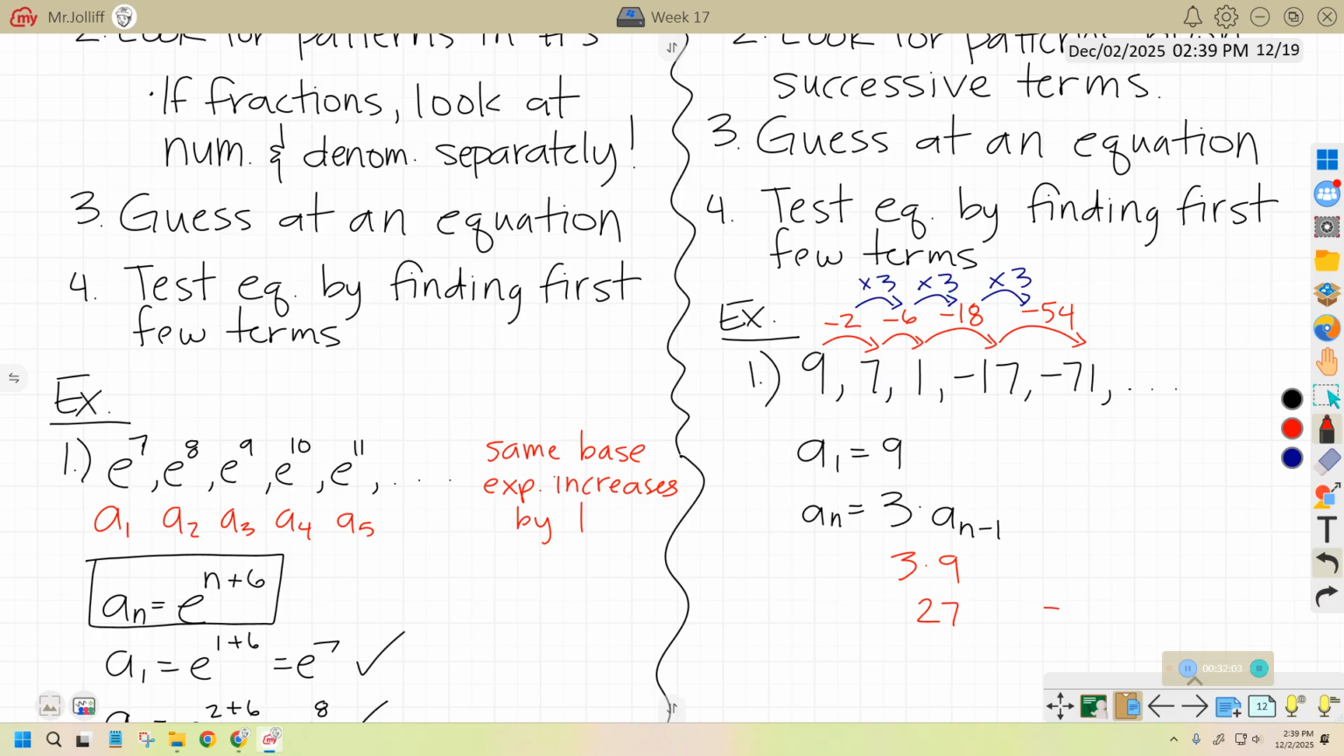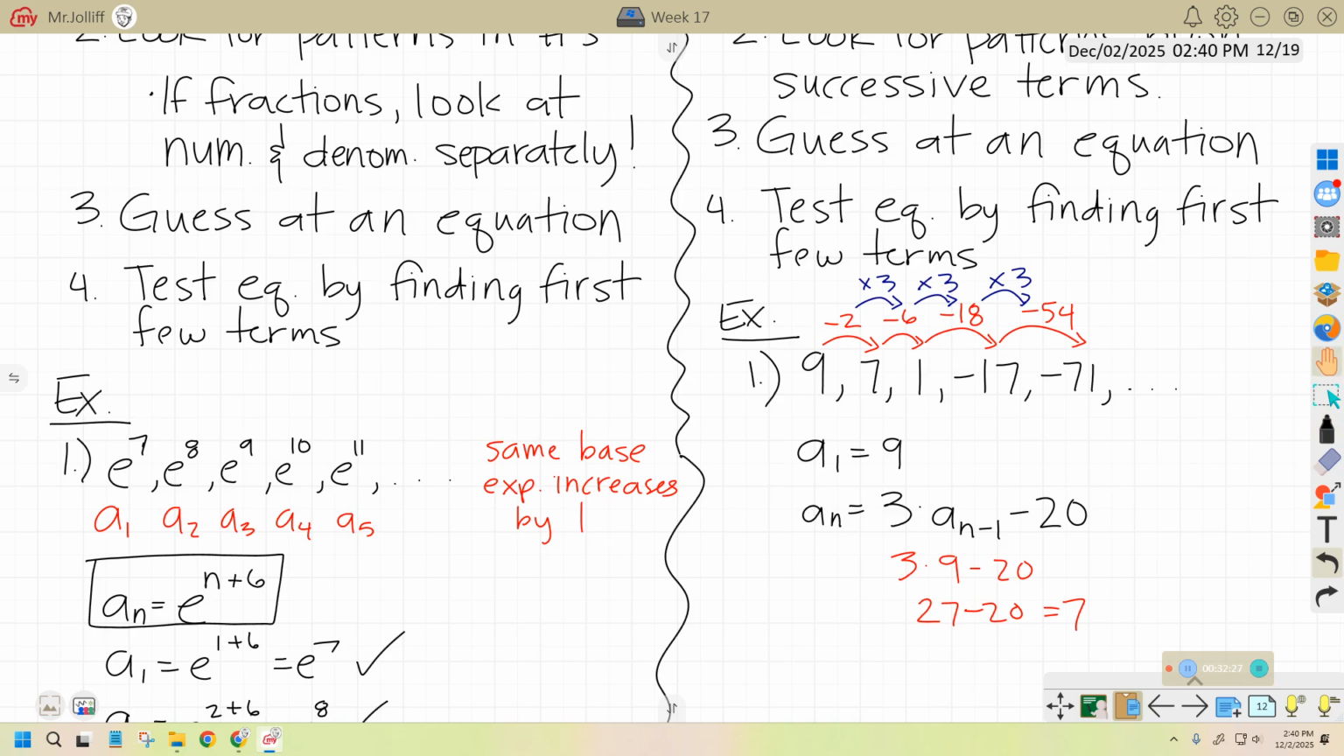I want 7. What do I have to do to turn 27 into 7? Subtract 20. I suspect my formula is probably this. I'm going to check it. I want to check it. It gave me the right second term. Will it give me the right third term?